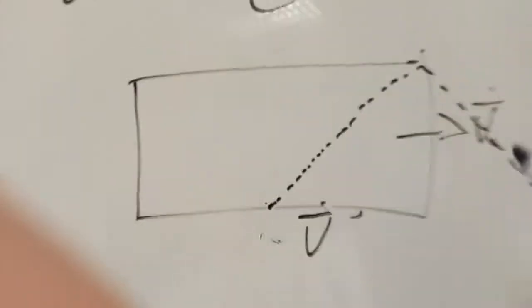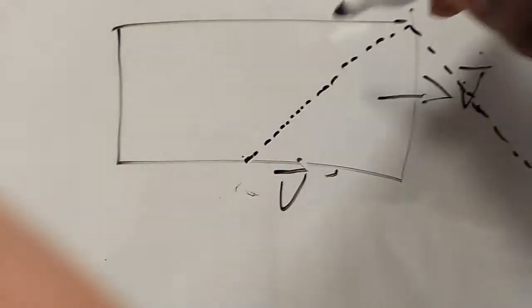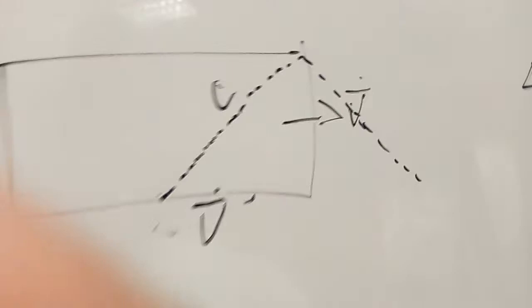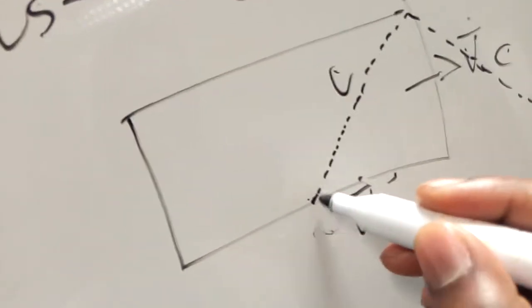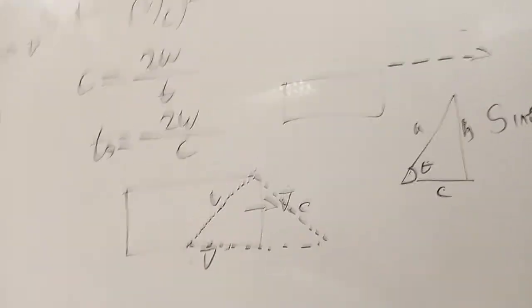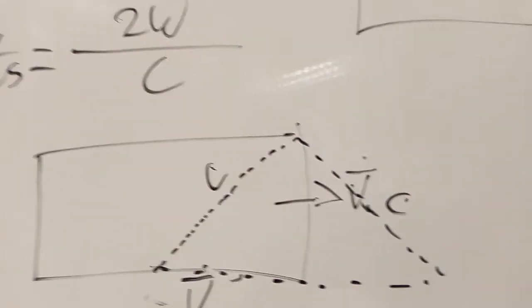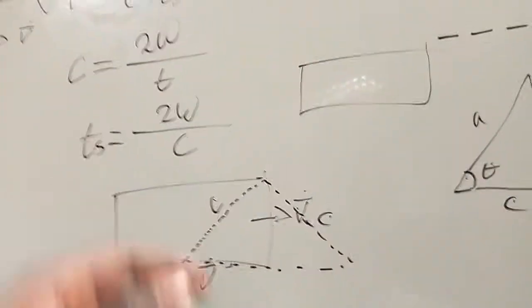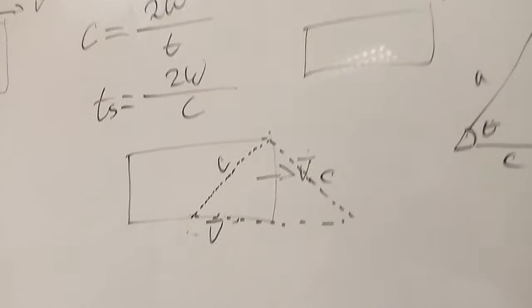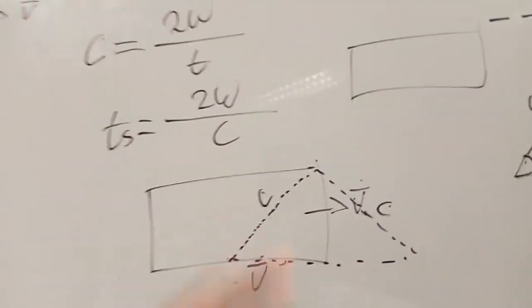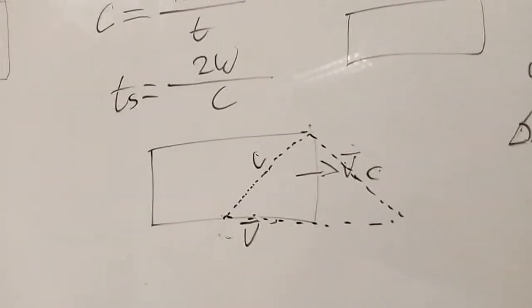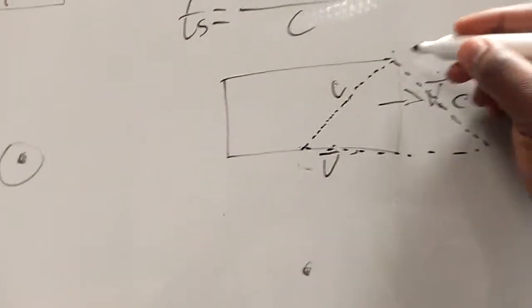When the light is moving this way, this is c, the speed of light. When it's coming back, this is also c. So you have this sort of triangle. This is called an isosceles triangle in mathematical terms, because these two sides are of the same magnitude, since this is c.